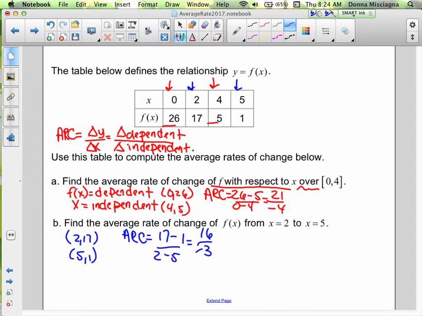Notice they're not the same. Negative 21 fourths does not equal negative 16 thirds. So this is nonlinear, because we do not have a consistent rate of change.